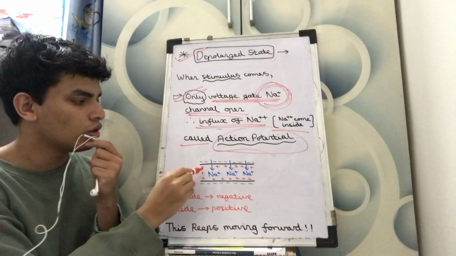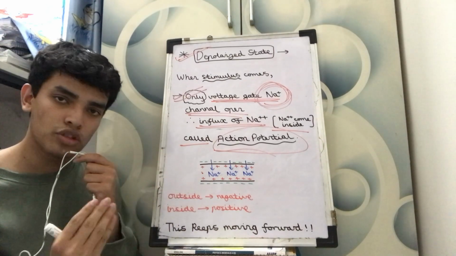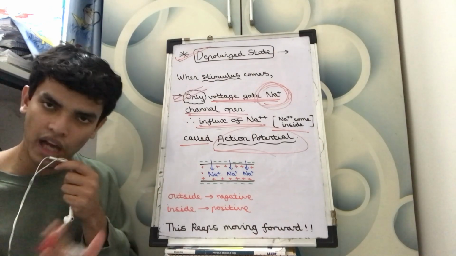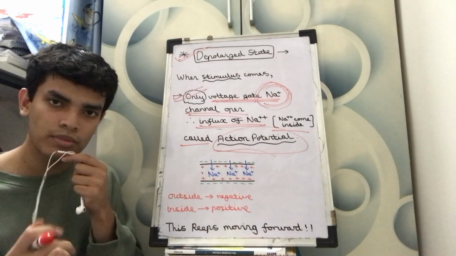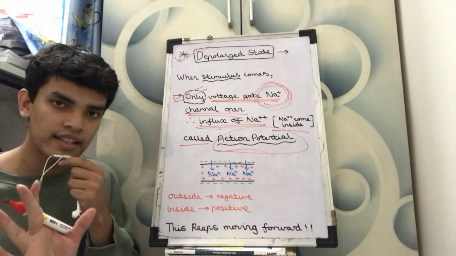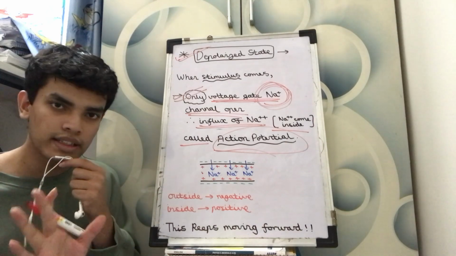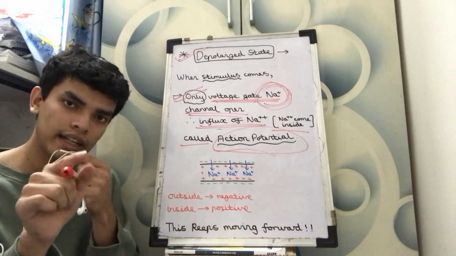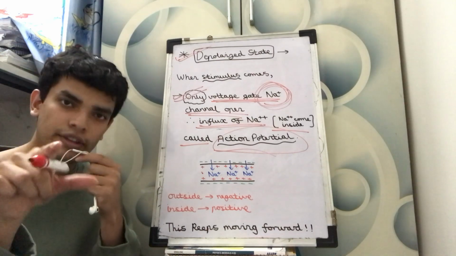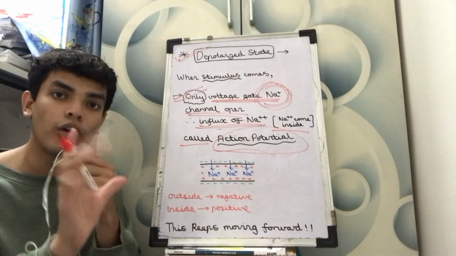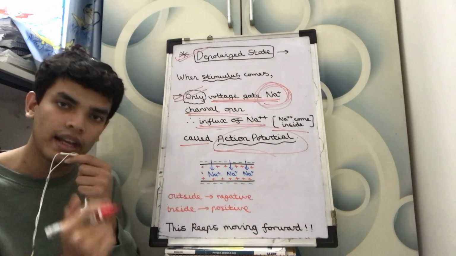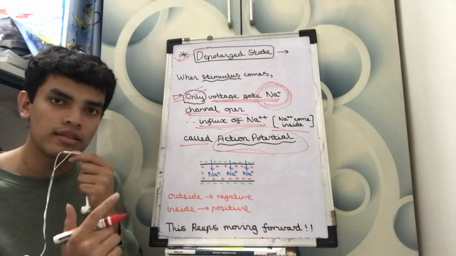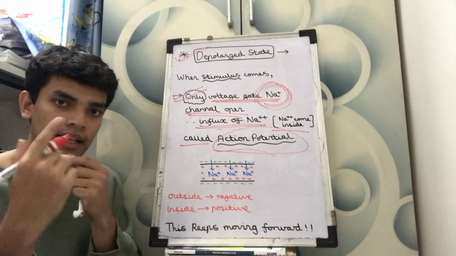So when Na comes inside, how will the charge change? It is very important. Forget K, okay, for now forget K. So Na comes inside. In the resting phase, how was the scene? Look back, take the video back and take a look at the state of the charges in the resting phase of the axon. Where was minus, where was plus? Outside was plus, right? So now what happens?